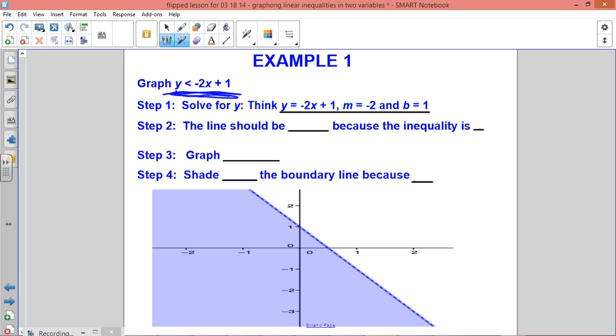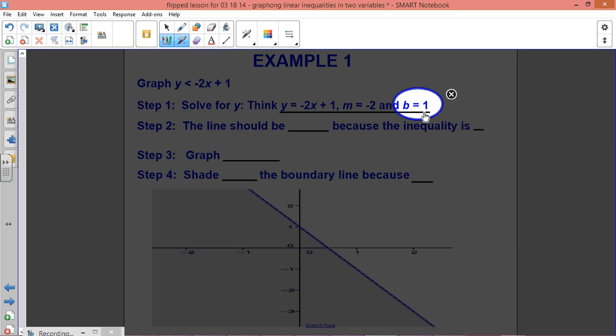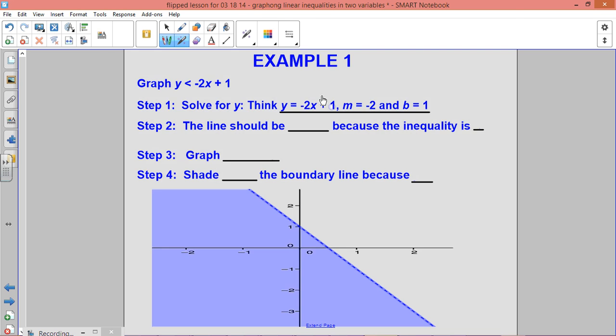So as usual, think about what my slope and my y-intercept are. My y-intercept is 1. So I go right there, and I put that point. And then my slope is negative 2. So I go down 2 over 1. Down 2 over 1. And I get this point here. Once I have 2 points, I can just connect them with a line.